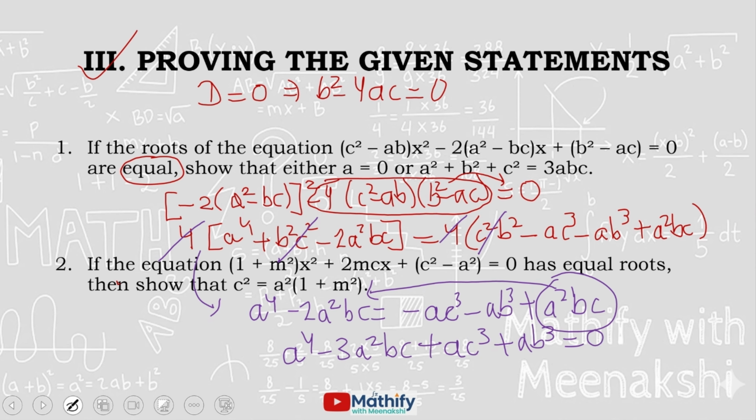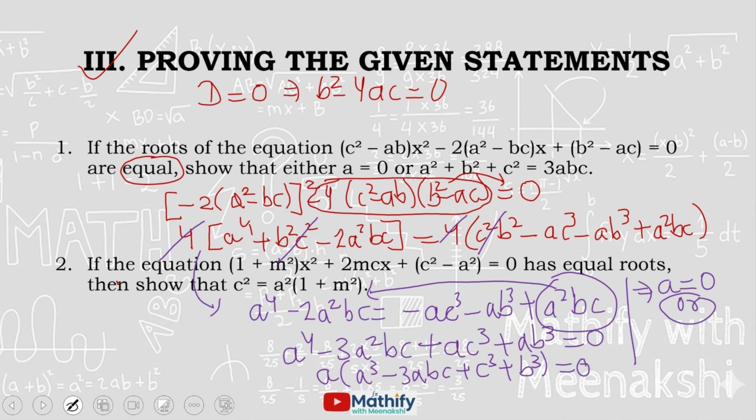If you realize carefully, you can take a common, so let's take a common and you will write a cube minus 3abc plus c cube plus b cube. This is 0. This means, when the product is 0, either first is 0 or second is 0. The first thing you can say is that either my a is 0, or second, this bracket is 0, and that is what we have to prove.